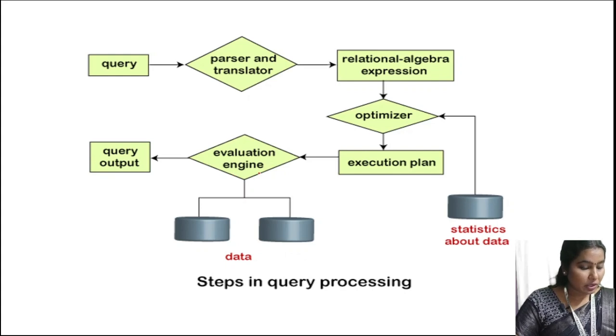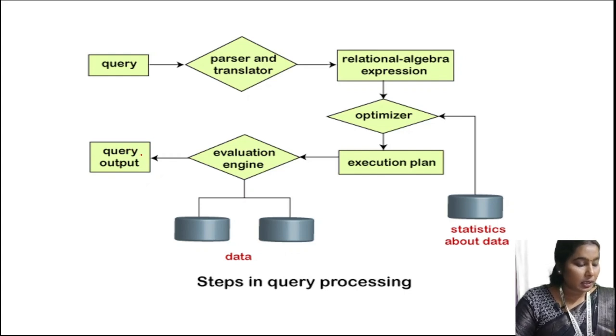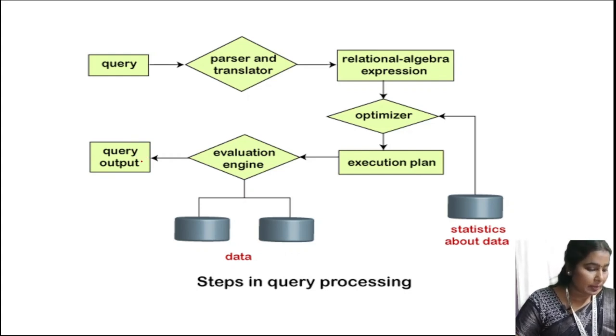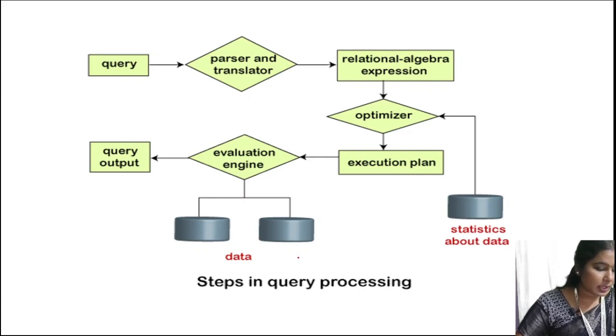Here the evaluation engine actually performs the operations from the execution plan, fetching the data from the database. Like a chef following a recipe exactly to cook a dish, it is an example of the evaluation engine. The last step is query output. Here the result of executing the query is returned to the user. So here we are getting the employee data whose salary is more than 10,000 from the employee table. So these are the steps in query processing.